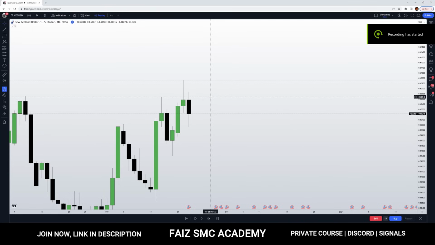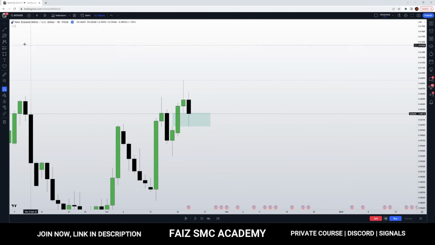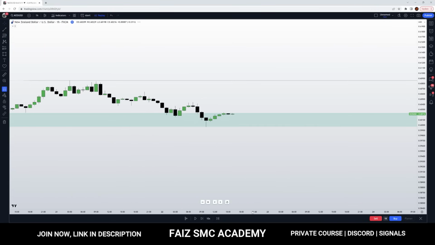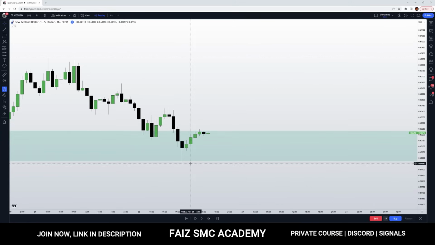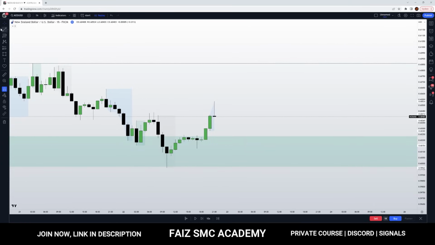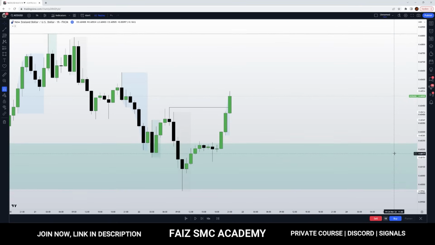All right, guys. So here is example number 1, looking at NZD/USD on the daily. So over here, what do we have? We have internal range liquidity, and over here we have external range liquidity. So I'm going to drop down to 1 hour time frame. And I'm looking for a market structure shift, right? And just around here, we have a shift in the market structure.